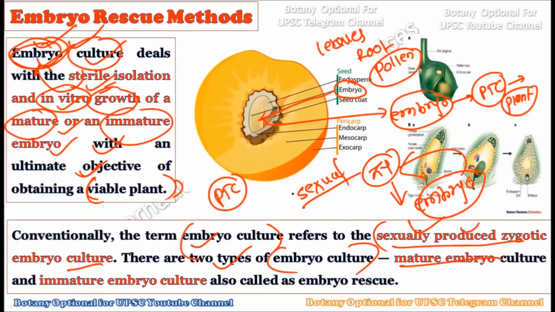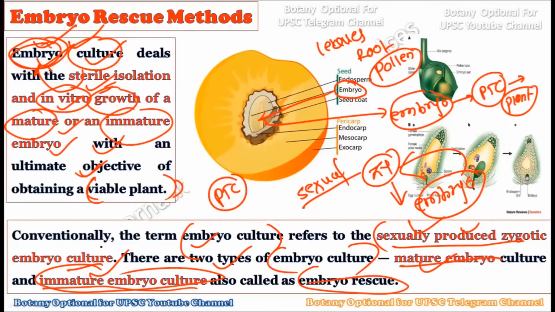Okay, now basically there are two types of embryo culture. The very first type is called mature embryo culture, and the second is called immature embryo culture. This immature embryo culture is also called embryo rescue, which is our today's topic. So we skip the mature embryo culture and just focus on immature embryo culture. If we are using the immature embryo for culturing in the plant tissue culture lab, then we say we are rescuing the embryos. This particular topic is called embryo rescue.